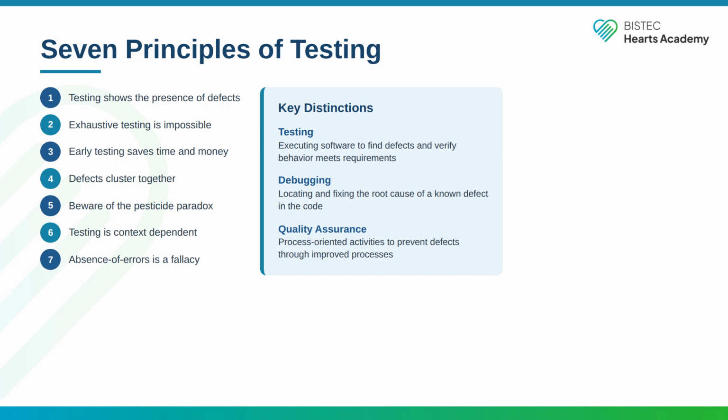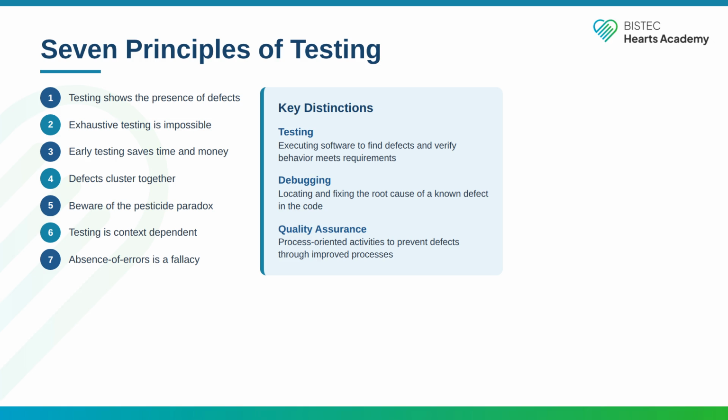Principle 7. Absence of errors is a fallacy. Software can be bug-free and still useless. If it does not solve the user's problem or meet business requirements, a zero defect count means nothing. Testing must verify that the right thing was built, not just that it was built correctly.